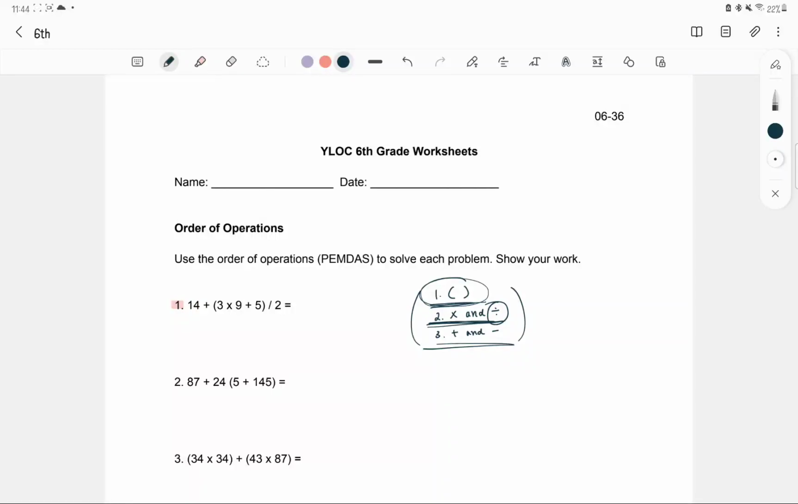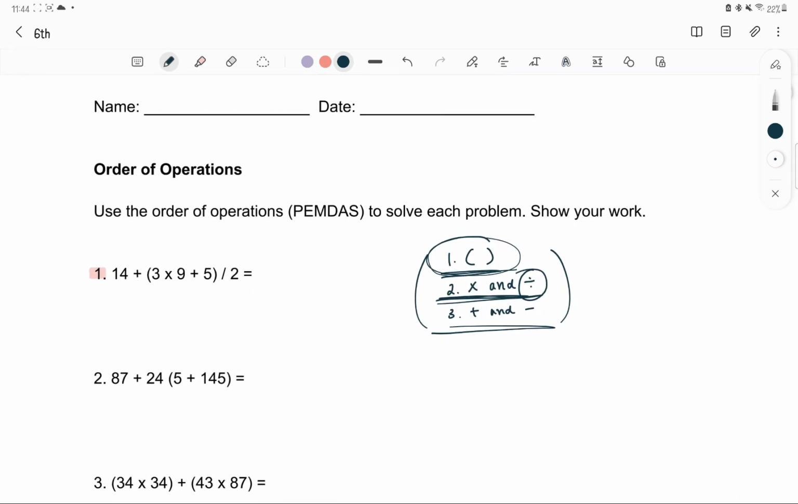Hi, my name is Siyoung, and today we're going to go over 6th grade worksheets, lesson 36. So, let's start off with the topic of order of operations.